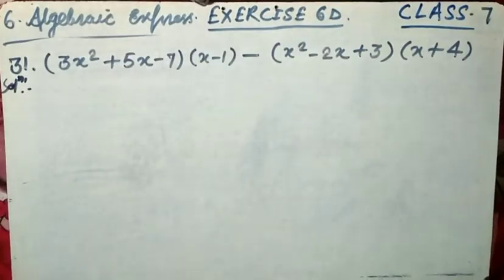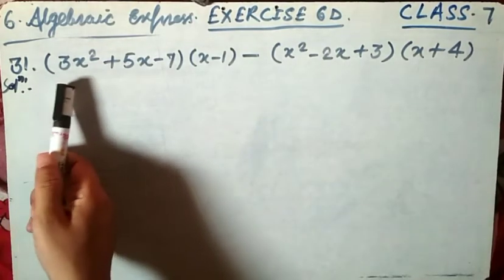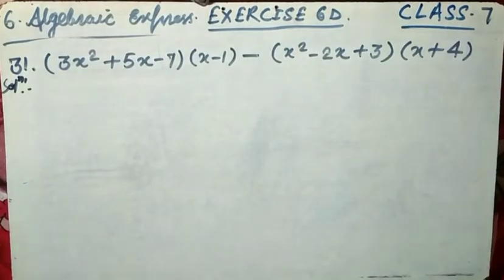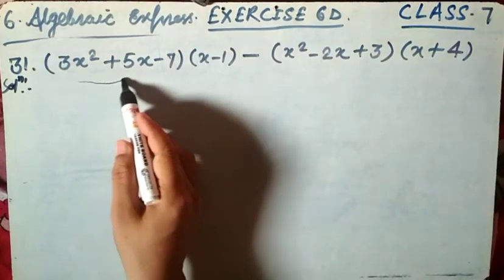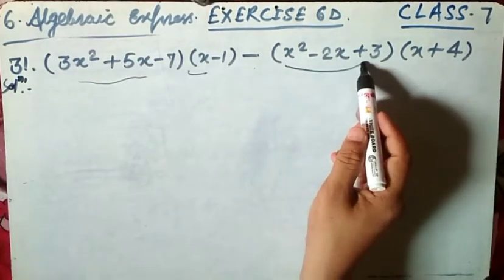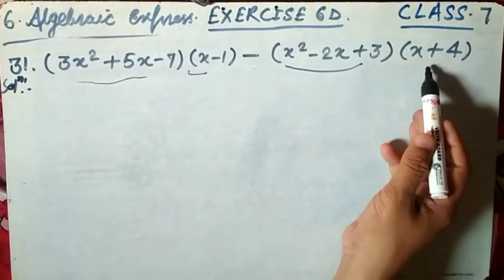Now friends, we have taken question number 31, because these are very simple questions. This is like the previous question, and this is the last question. With the help of this question you will have a very clear concept about the multiplication of one expression with another. Now here have a look. Here the first expression is multiplied by this expression, then here is the minus sign, then another expression is multiplied by this.